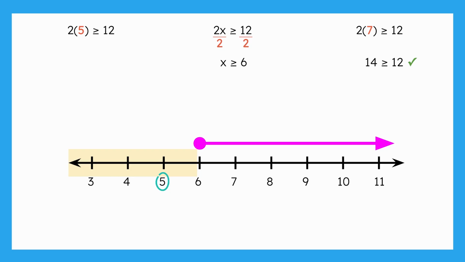2 times 5 is 10. Is 10 greater than or equal to 12? No. So the values that make this inequality true are all values of x that are greater than or equal to 6.